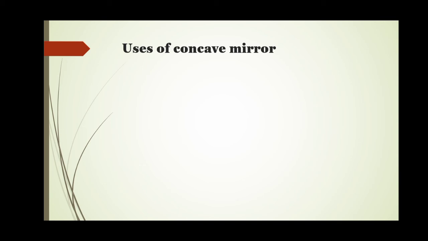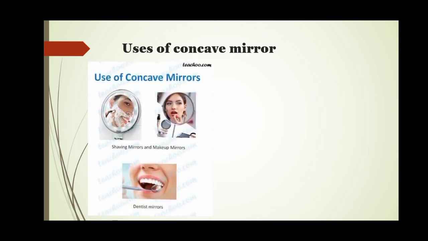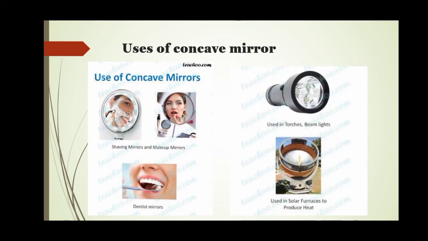Now, uses of concave mirror. Concave mirrors are used as shaving mirrors or makeup mirrors, or by dentists to see the enlarged image of the teeth, and in torches or beam lights, then in solar furnaces.